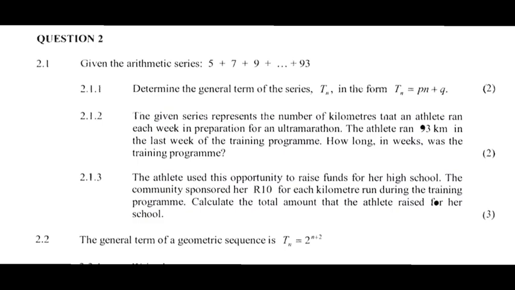This is the number pattern question number 2. The question says 2.1: given the arithmetic series 5 plus 7 plus 9 plus so on till plus 93. The first question says determine the general term of the series Tn in the form Tn is equal to Pn plus Q. I'll show you how to solve this question.